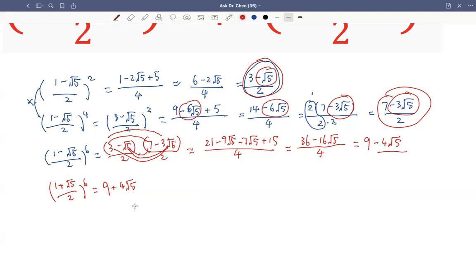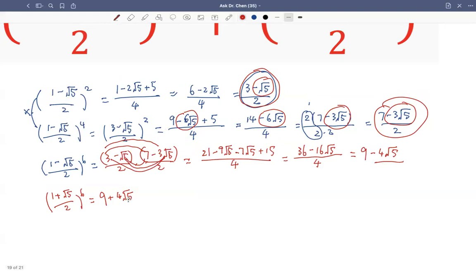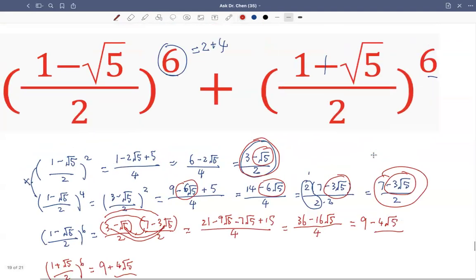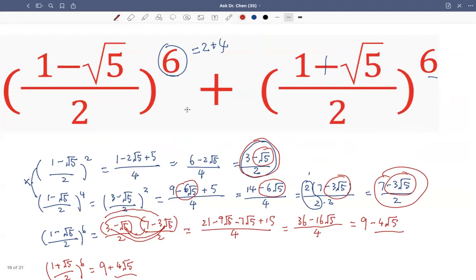So then when we add those two, going back to the answer, we see when we add positive 4 radical 5 and negative 4 radical 5, that cancels to be 0. So the 9 plus 9, which is 18. So this equals 18, a rational number.